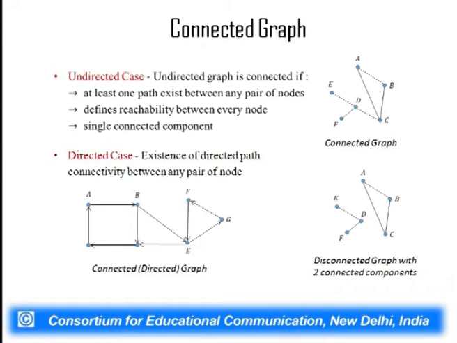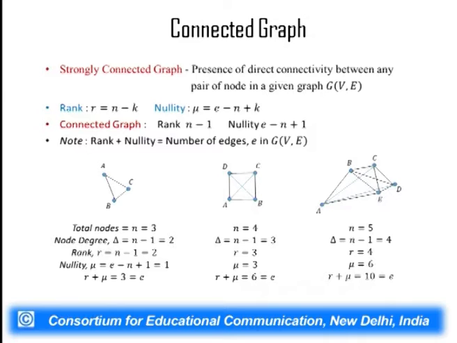In another figure, we can see that we have a graph with two different components. So this is certainly not a connected graph. Now what else? These are all connected graphs that we were discussing. Now what is a strongly connected graph?